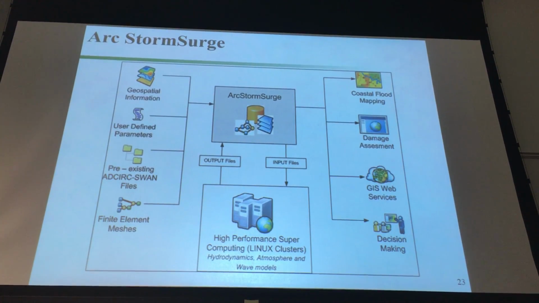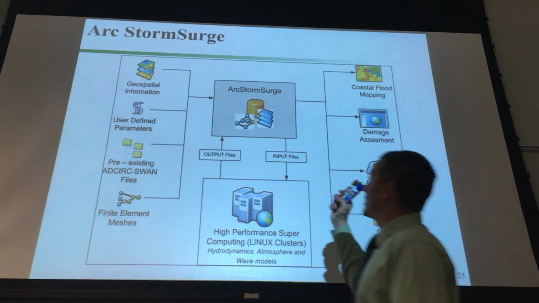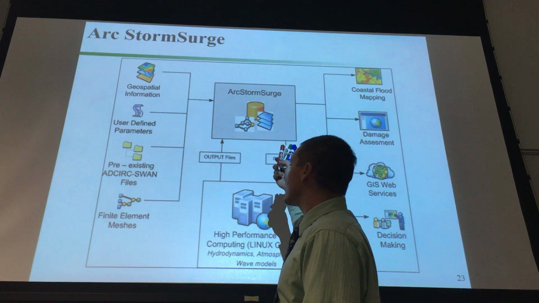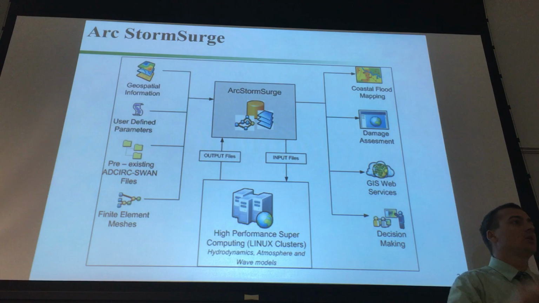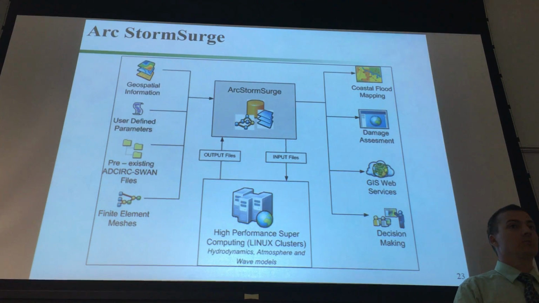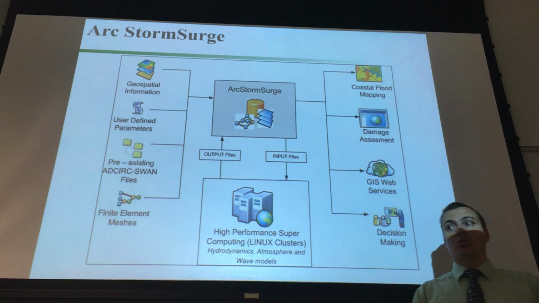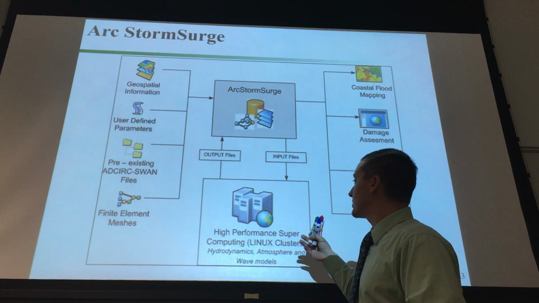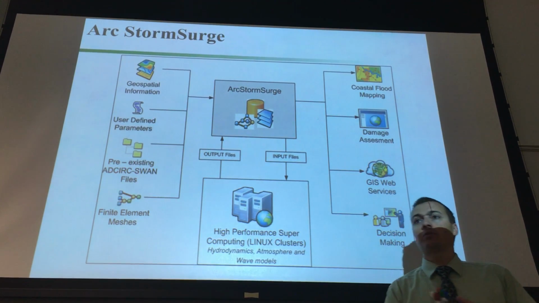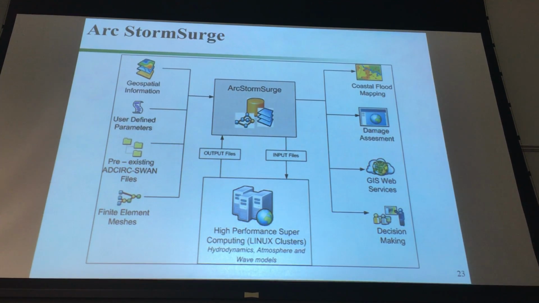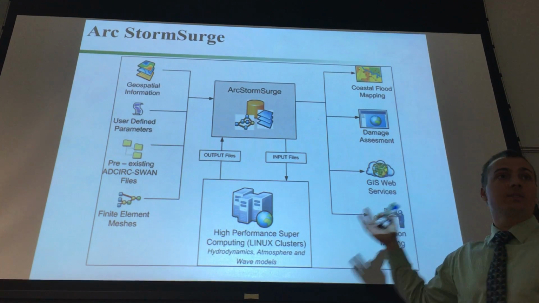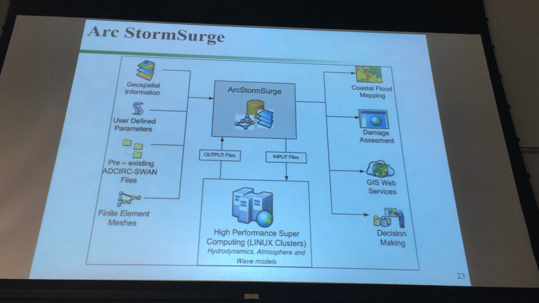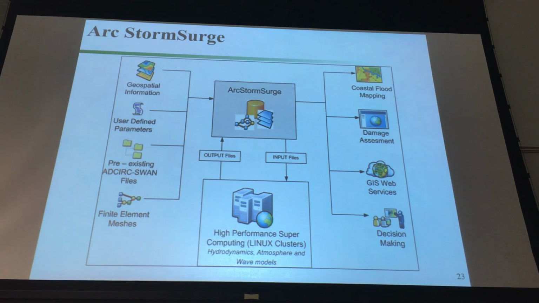So what we're doing is we have a framework called ArcStorm Search that will talk to the files that we're using on Stampede. So what we developed was a tool that was capable of reading Fort 14s, Fort 13s, Fort 63s, and all of those forts, and producing ArcGIS data from them. So it's like a bridge between the supercomputer files and ArcGIS.